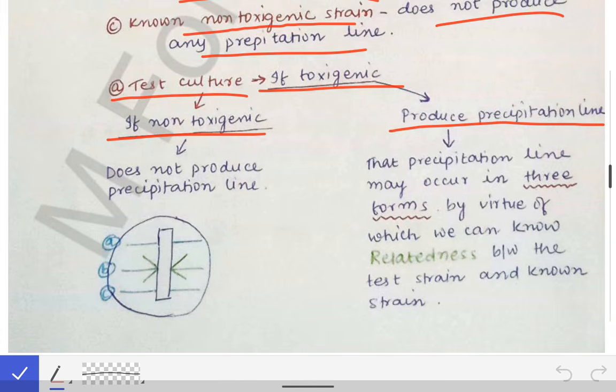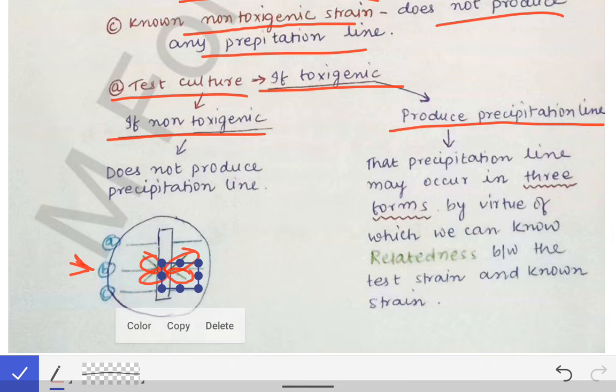This B streak was by the known toxigenic strain. That means this was the positive control. See here, it has shown the streak lines, I mean it has shown the precipitation lines. Four precipitation lines are appearing with respect to this toxigenic strain. That means the test is valid.